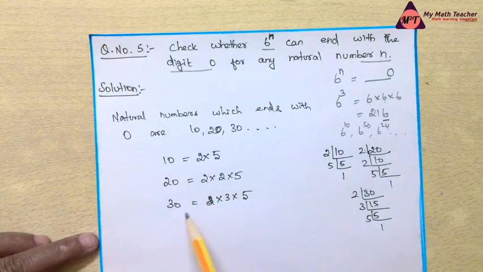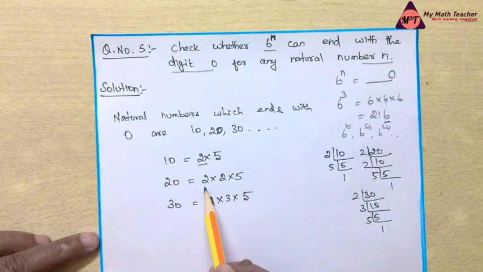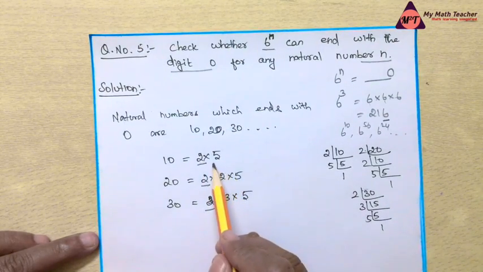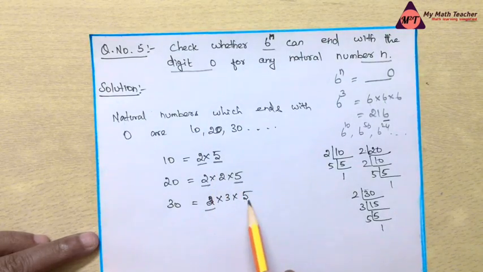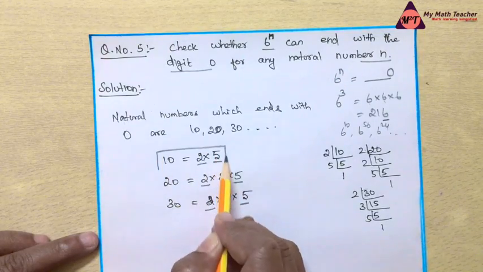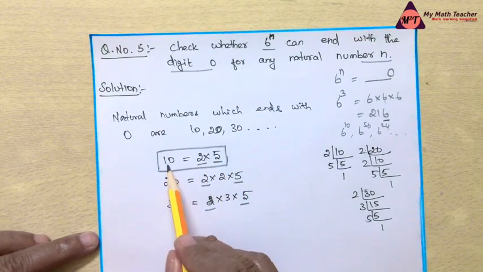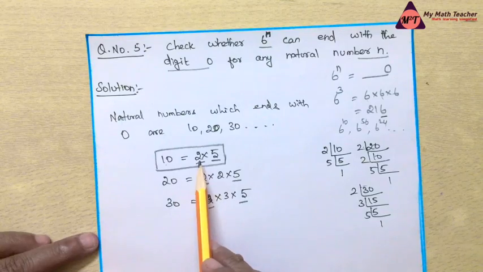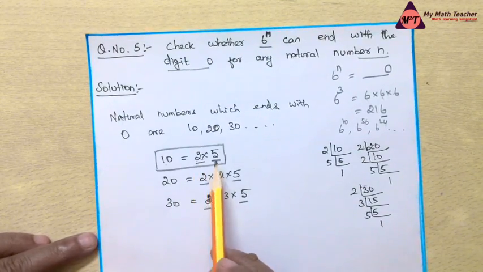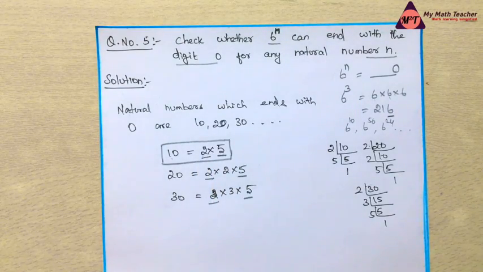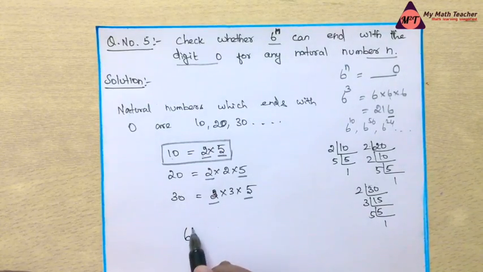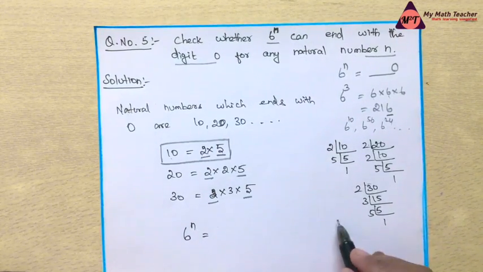For 10, 20 and 30, we have 2 common in all the 3 numbers. The same way, 5 is also common in all the 3 numbers, which means to get any number which ends with 0, we must have 2 and 5 as their prime factors. Now, we'll come back to the question. We have to check for 6 power n.